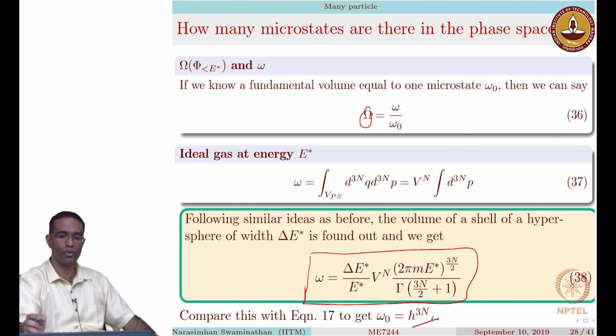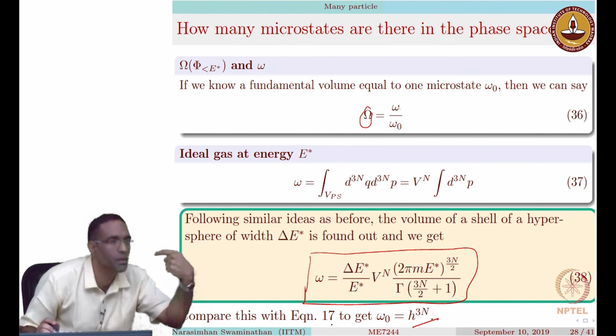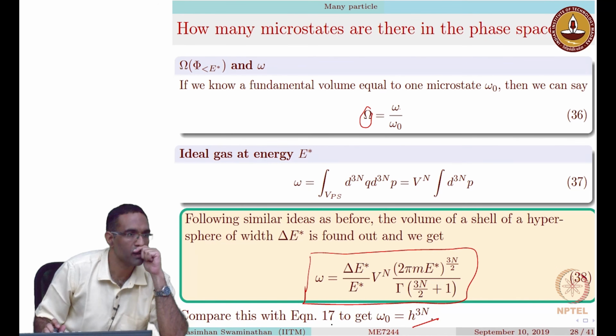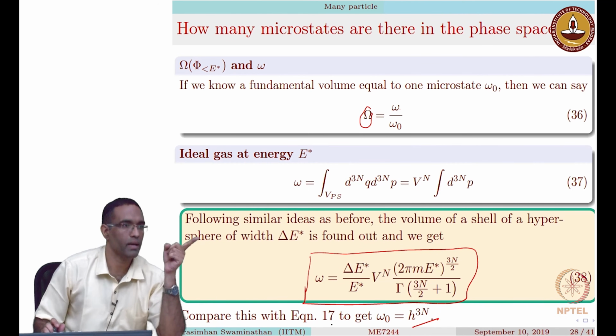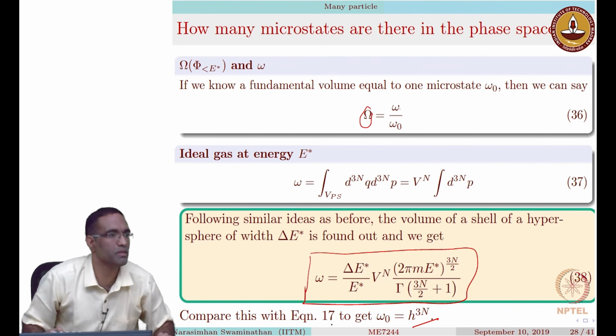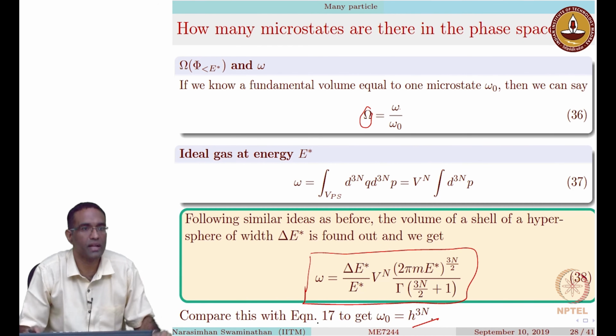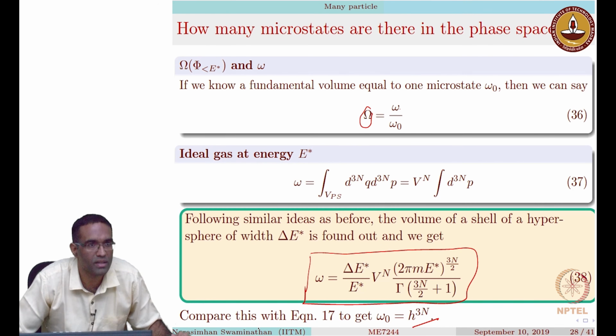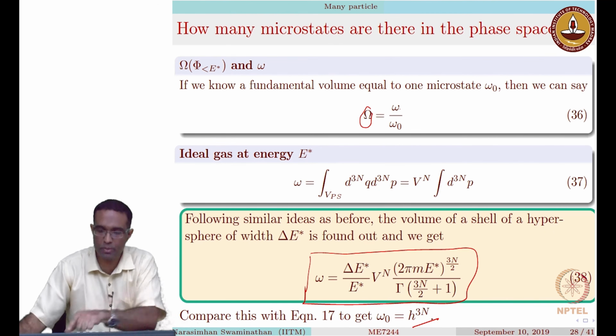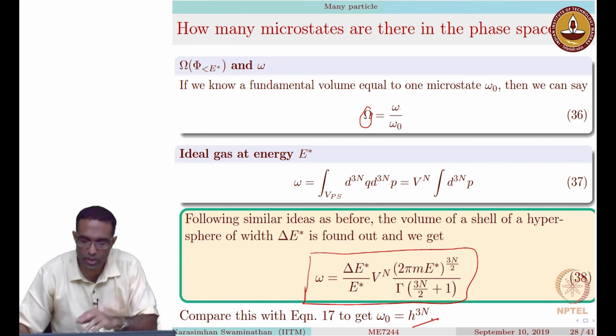The ratio omega by omega naught, where omega is this and omega naught is h to the power 3n, gives us the actual quantum mechanical microstates. There is no other way you can actually derive the total number of microstates from classical mechanical means, because h, Planck's constant, is simply not there in classical mechanics.